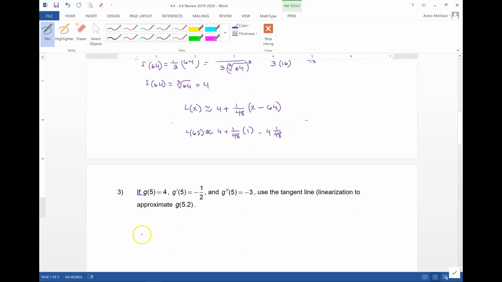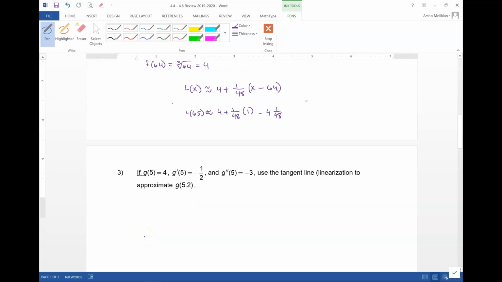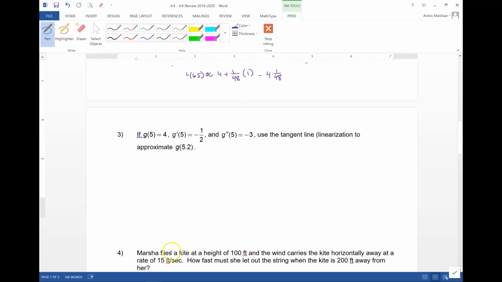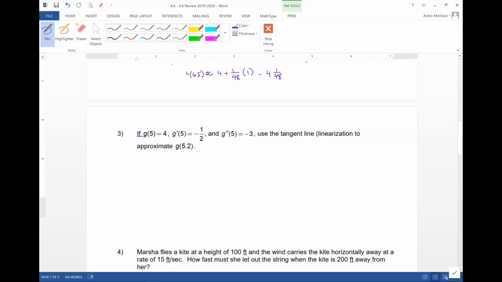All right. Next one. You have g of 5, g prime of 5, and then g double prime of 5. And so here, we need the linearization again, right? So the linearization is basically my point slope form, right? Y minus y1 equals m times x minus x1. So that g double prime, that's extra information that we don't even need. All right? So, what's going to be the approximation here?